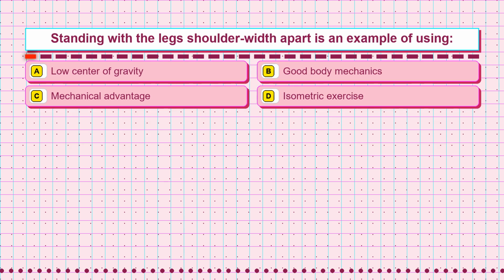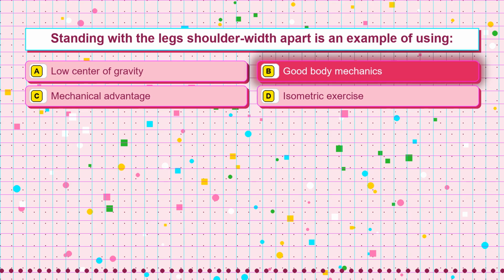Question 53. Standing with the legs shoulder width apart is an example of using: Option A. Low center of gravity. Option B. Good body mechanics. Option C. Mechanical advantage. Option D. Isometric exercise.